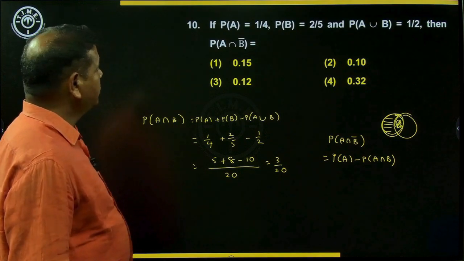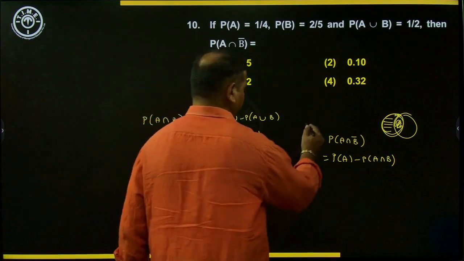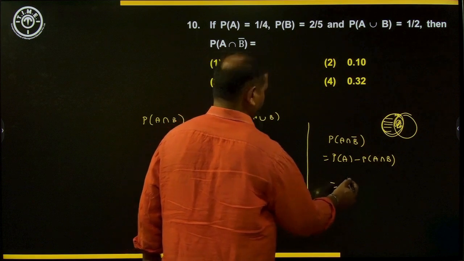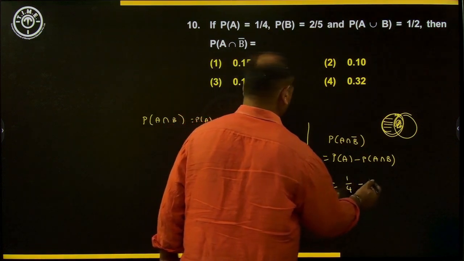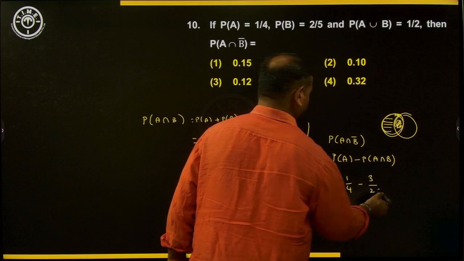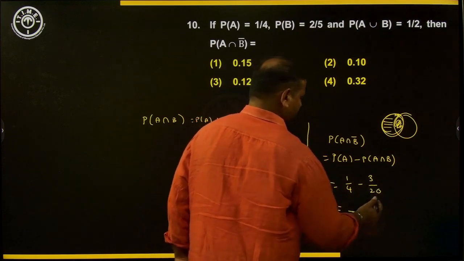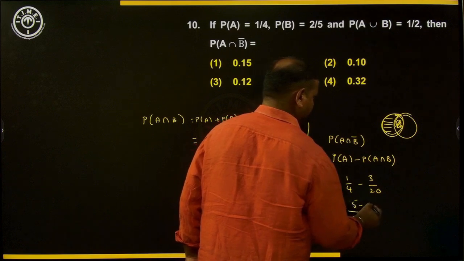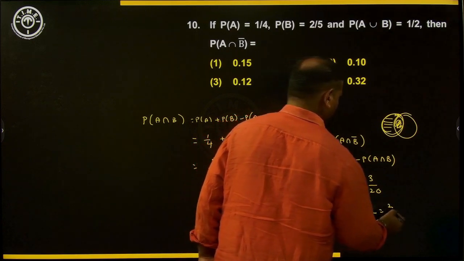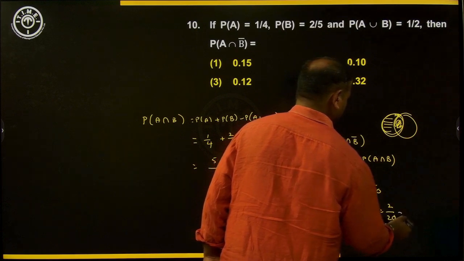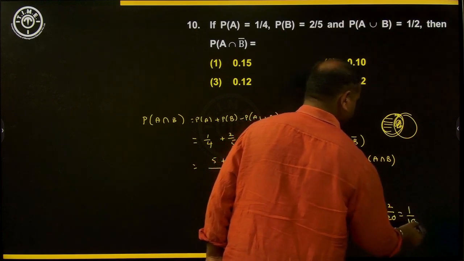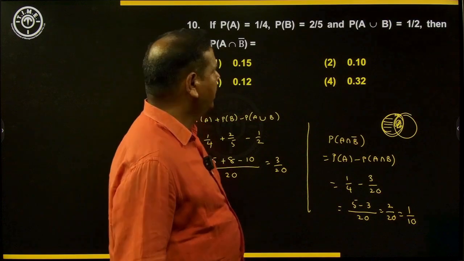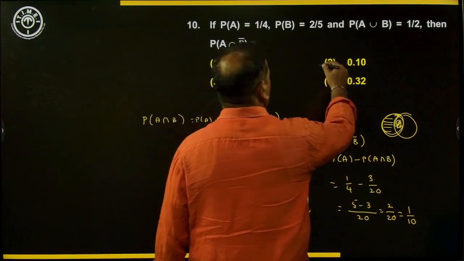But what is the question asking? P of A intersection B bar. This one is P of A minus P of A intersection B. What is P of A? 1 by 4 minus 3 by 20. The LCM of these two is 20. 4 fives are 20, and this 3 stays as it is. 5 minus 3 is 2 by 20, which is 1 by 10. 1 by 10 means what? 0.1. Where do we have that 0.1? This is 0.10.